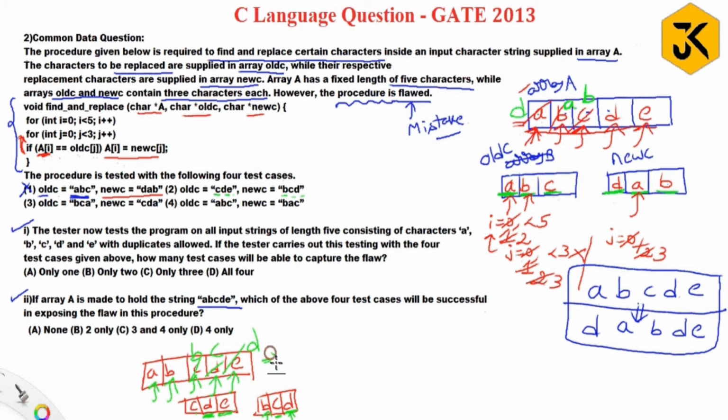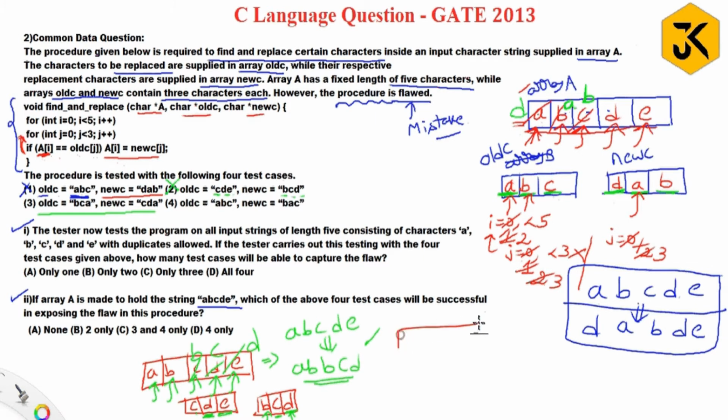Guys, before the procedure we have A B C D E. After the procedure, A B B C D. Is it true or not? According to the definition, C replaced with B, yes. D replaced with C. E replaced with D, yes. So there is no problem in option 2 also. In this case, we didn't identify any flaw. Let me take the third option.